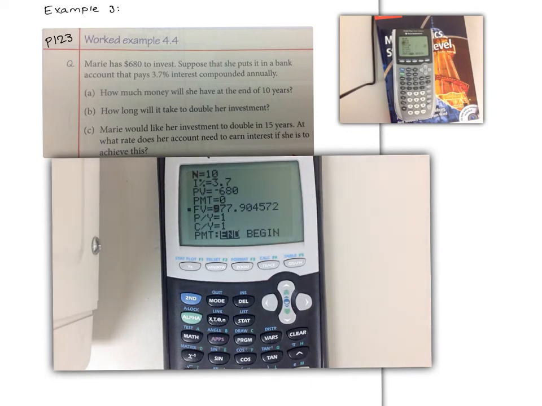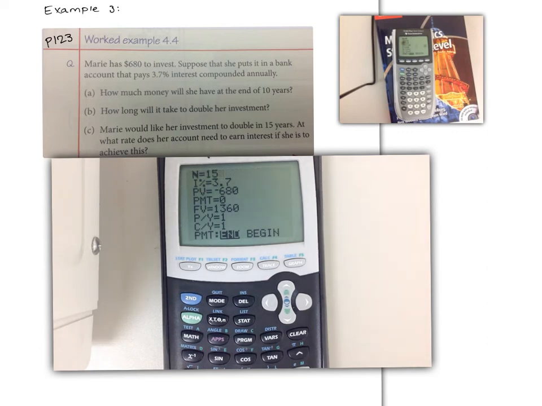Now the next part says, how long will it take for the amount in her bank to double? So the first thing we have to do is figure out what is double of 680. That would be 1360. So we want to know when her future value is going to be 1360. So we're now solving for the amount of time, the number of years. I'm going to go to n, and again press alpha, enter, alpha solve, and that tells me that it'll take 19.1 years for it to double.